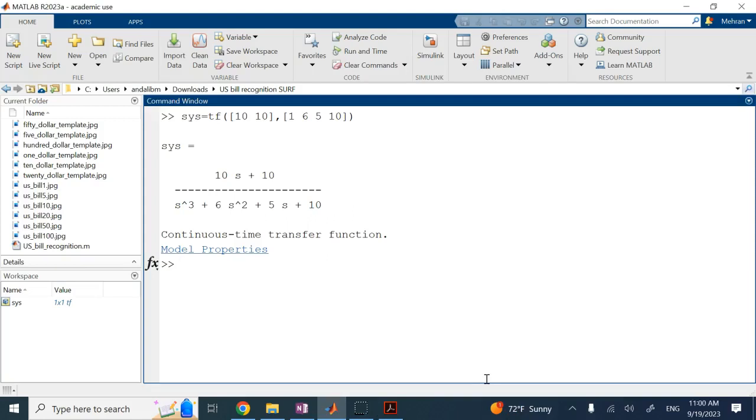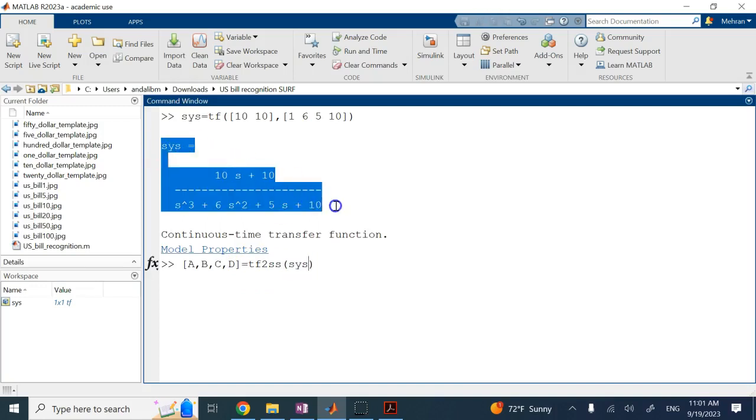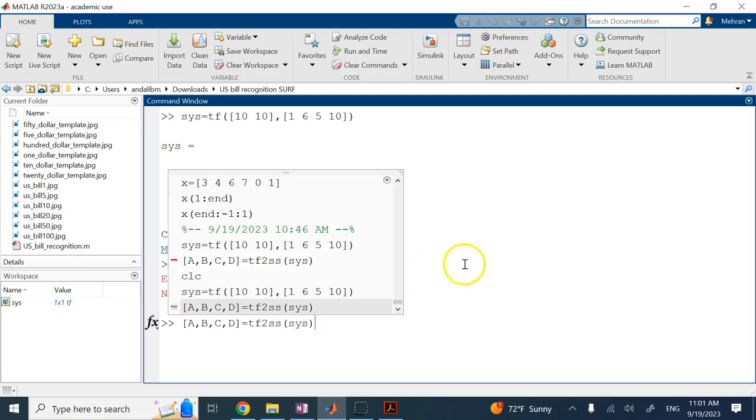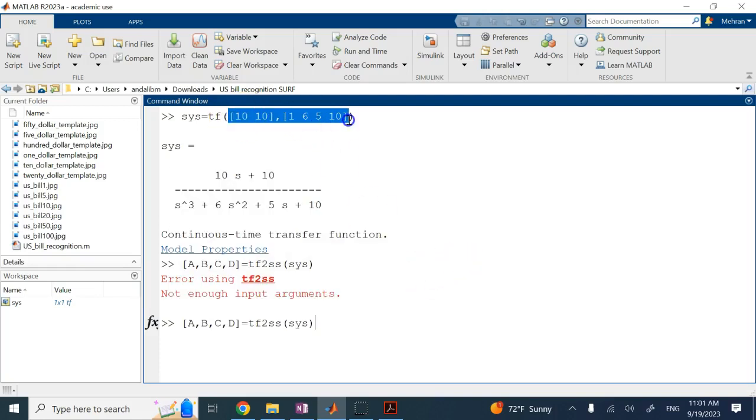Now for the state space command, if I say A, B, C, D equals tf2ss, and I pass this sys to it, you're going to get an error. This command does not need an input that is already in the Laplace domain like that. What it needs is the numerator and what? Denominator. Look here, if I do it, it says not enough input arguments, because again, it needs the numerator and denominator instead of the whole system. So you have to pass these guys to it.